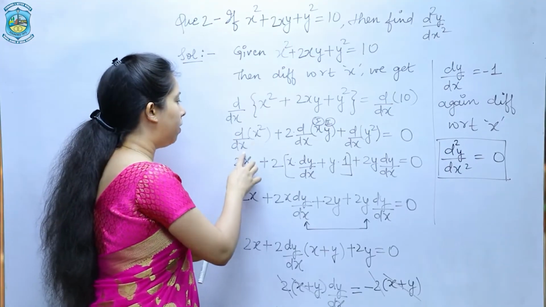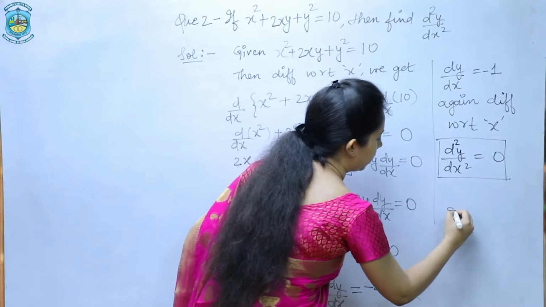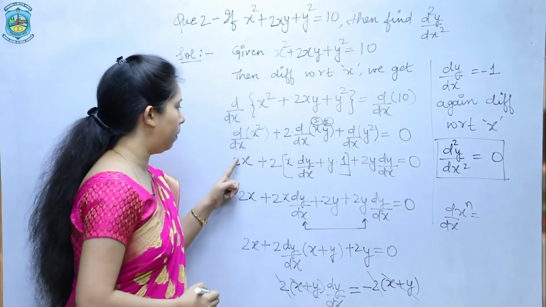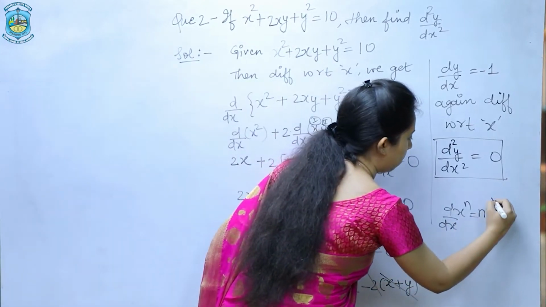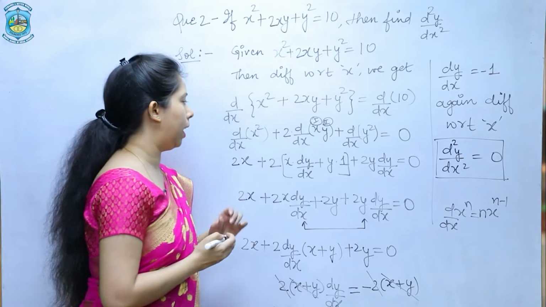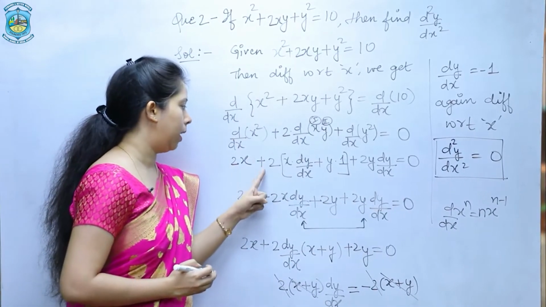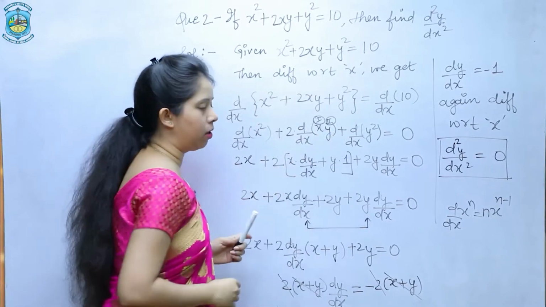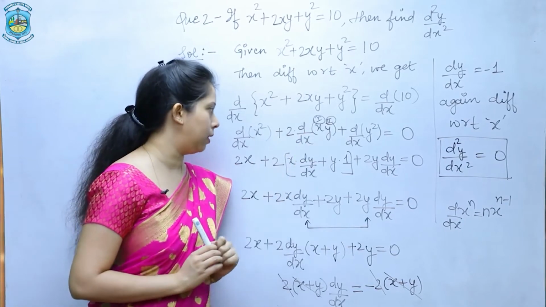Then the derivative of x square is 2x, by the formula d by dx of x raised to the power n, which is n x raised to n minus 1. Here n is 2. So, according to the formula, that becomes 2x, plus twice of. Now, here we can see we have the product of two functions, x and y. So, we will use the product rule of differentiation.